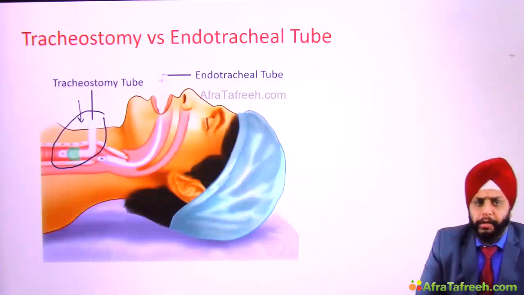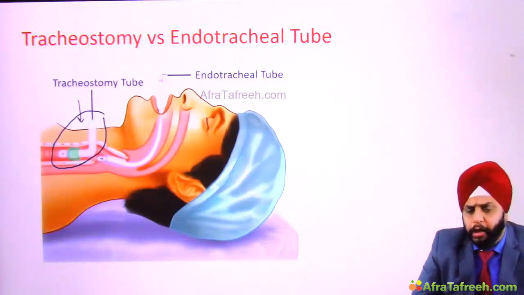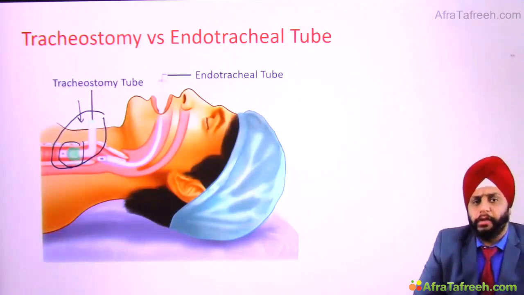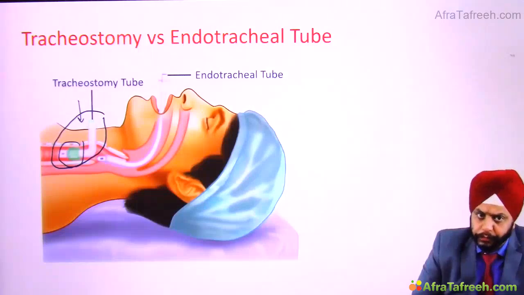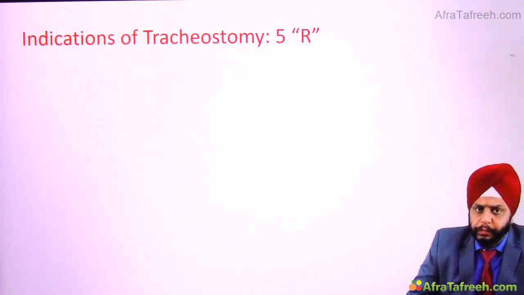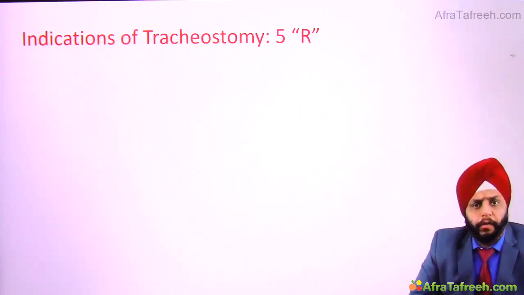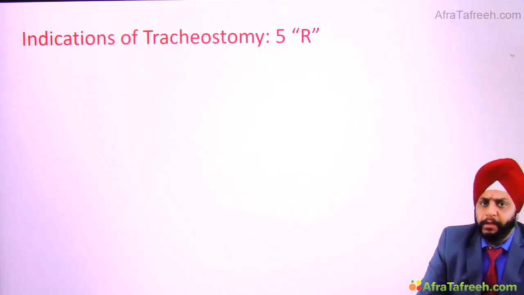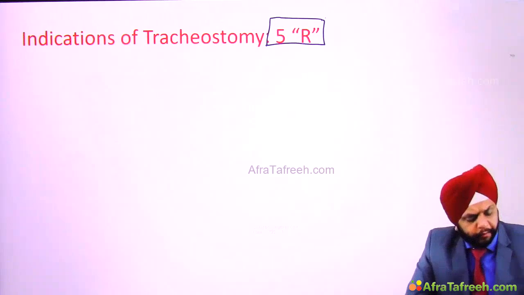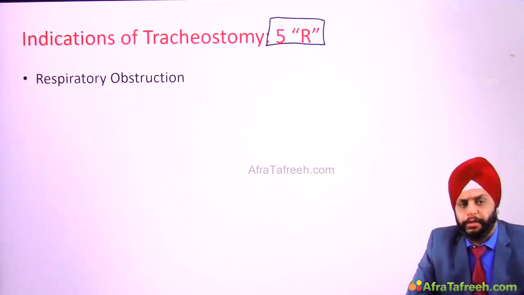Now, this tracheostomy tube, just like the endotracheal tube, has a bulb which you can inflate and you can secure the airway also. Okay, so now we come to the indications of tracheostomy. What are the indications of tracheostomy? I call them the 5R. What are my 5R? The first R is respiratory obstruction.